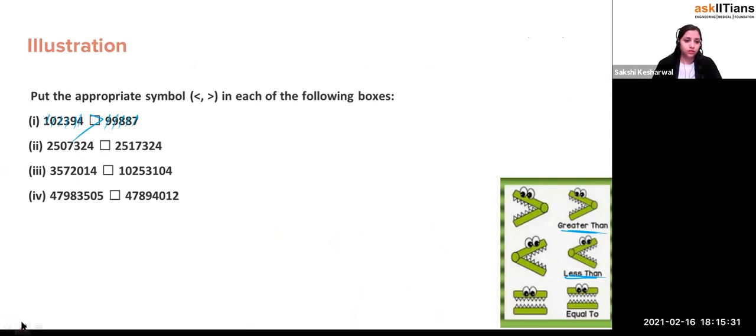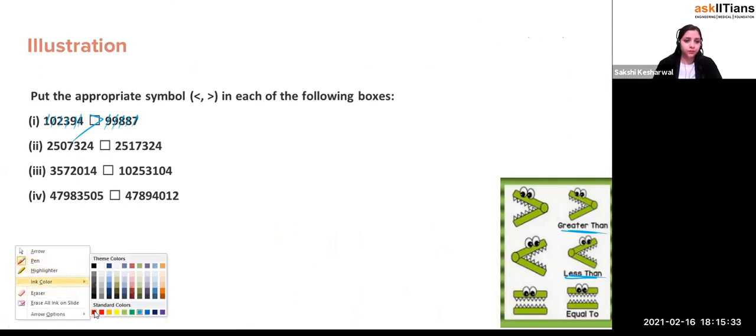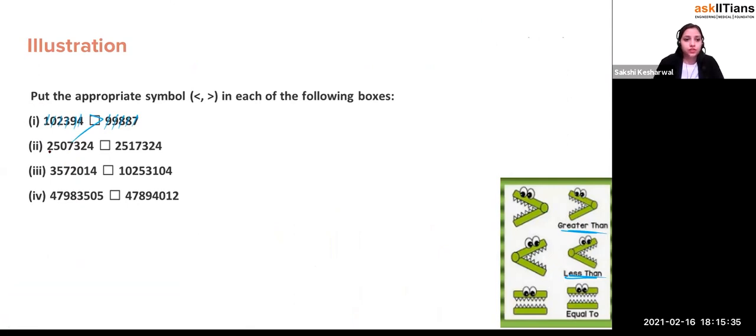Let me use a darker color, I think you won't be able to see. Okay, now just count the number of digits. It's 1, 2, 3, 4, 5, 6, 7, and this is 1, 2, 3, 4, 5, 6, 7. Digits are the same, so you have to count the places, right? So 2, 2 matching, 5, 5 matching, this is 0, and this is 1, right? So 1 is greater than 0, so this one is greater, 100%.